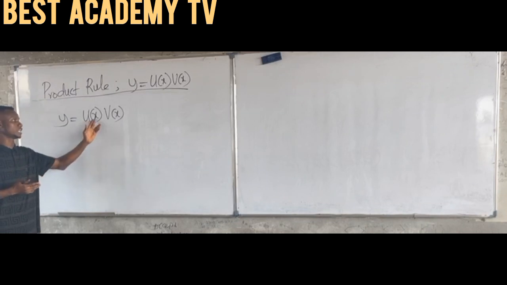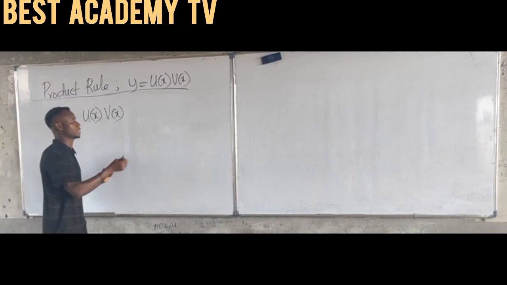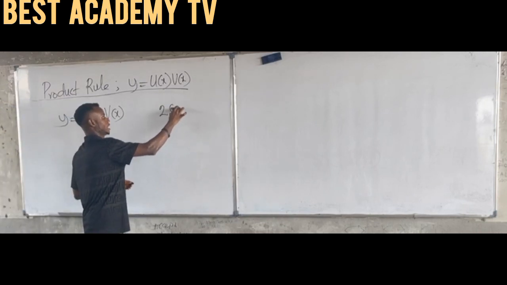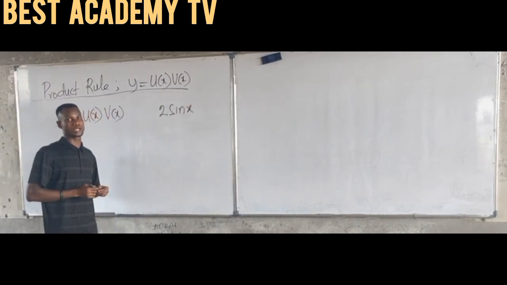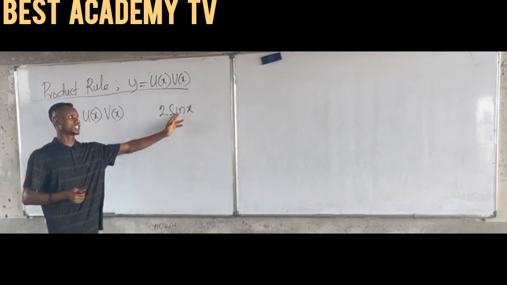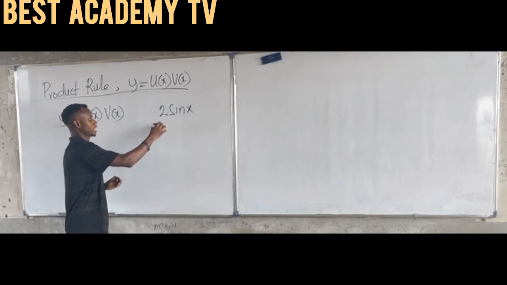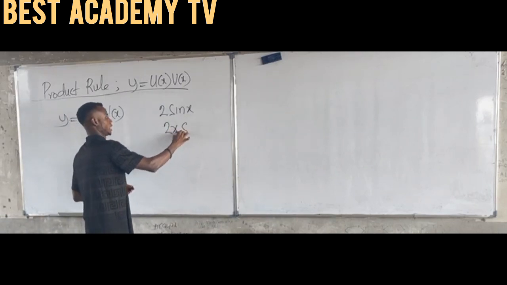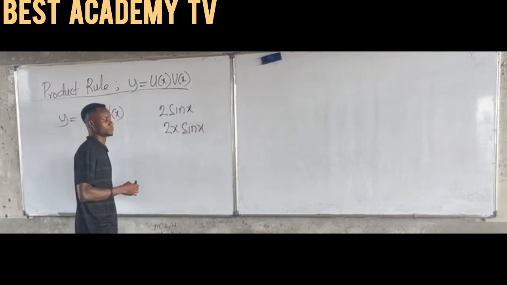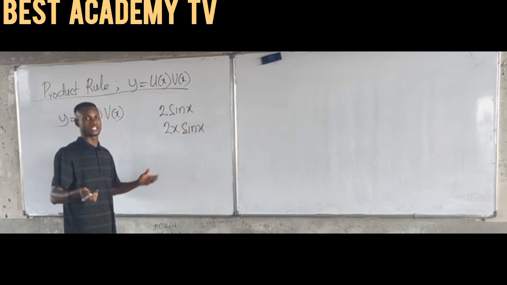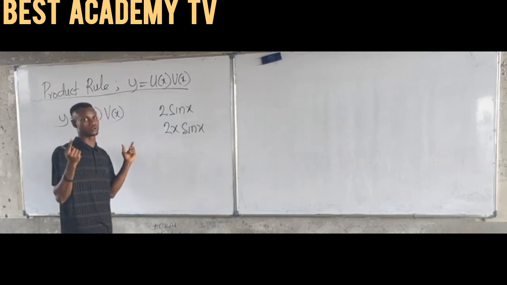So if I have something like 2 sine s, this is a product, but we might not use the product rule here. You can just differentiate it and get your answer, 2 cos s. But if I have something like 2s sine s, yes, this is a product and the two functions have the same letter. That means I can use the product rule here. Please take note of this.